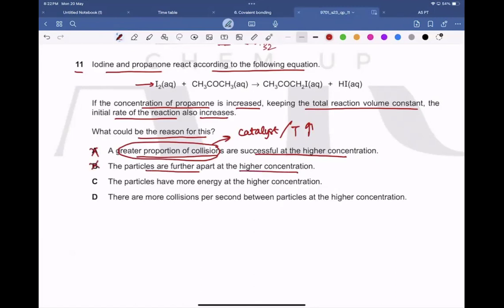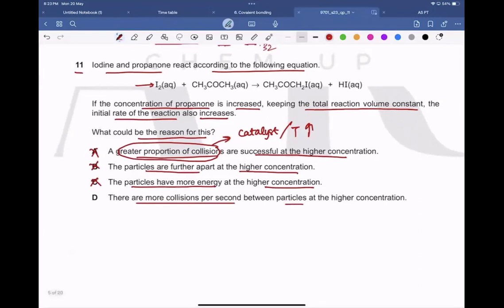The particles are further apart at higher concentration? Completely wrong. When the concentration is high, the particles are closer together. The particles have more energy at higher concentration? No, their energy remains the same. There are more collisions per second? Yes, because there are more particles. So there could be more collisions per second between particles at a higher concentration. Yes, it's correct. So D is the correct answer.